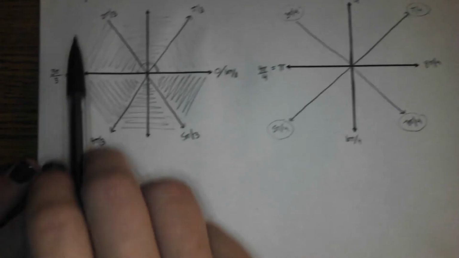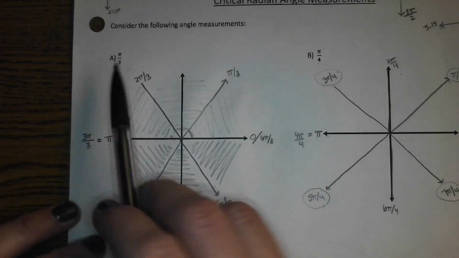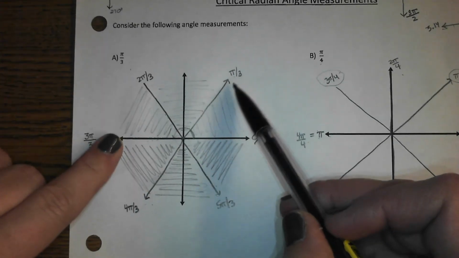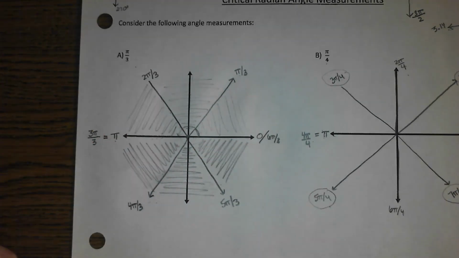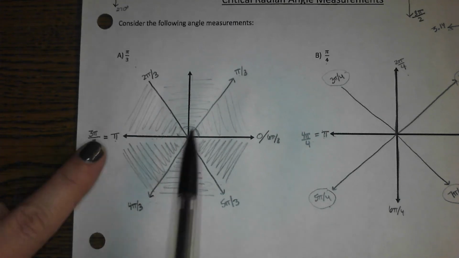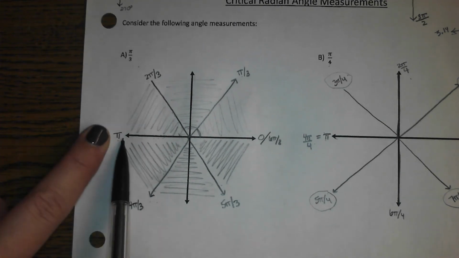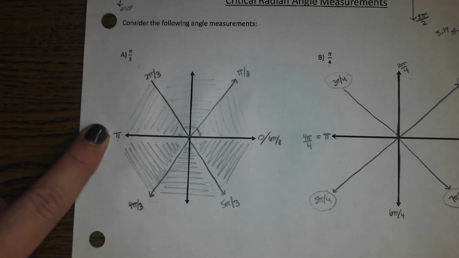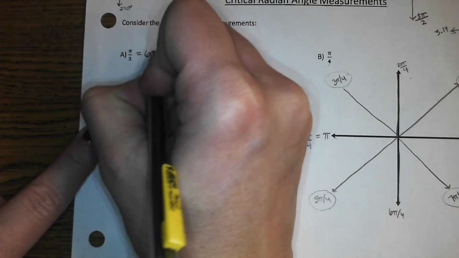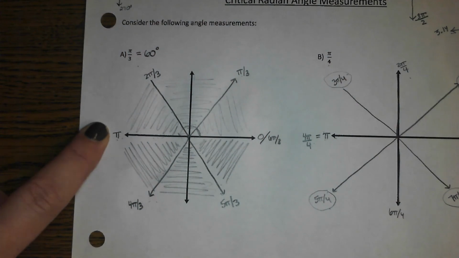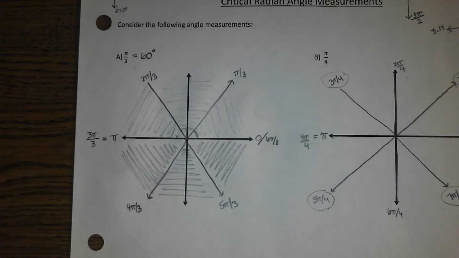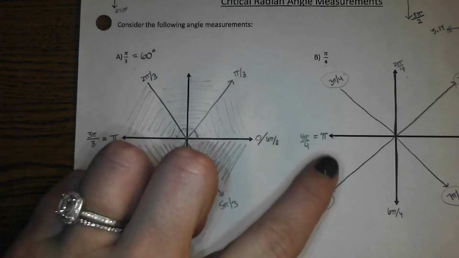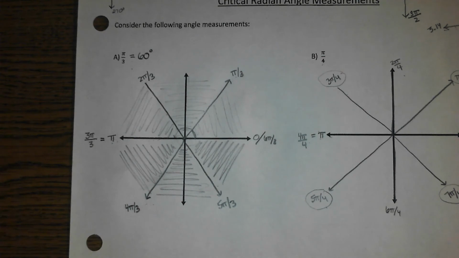Just out of curiosity, how many degrees is pi over 3? Don't do any translations. Think about this. Pi is how many degrees? 180, and you're splitting it into 3 parts. 60 degrees. Pi over 3 is equivalent to 60 degrees. So all of these have a reference angle of 60 degrees in the pi over 3 case.